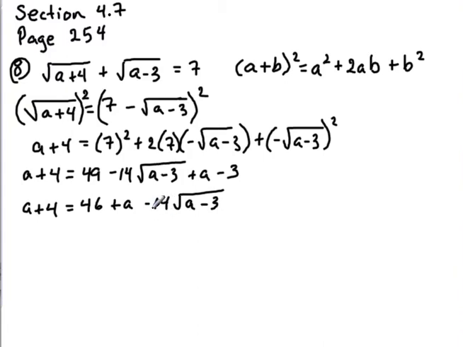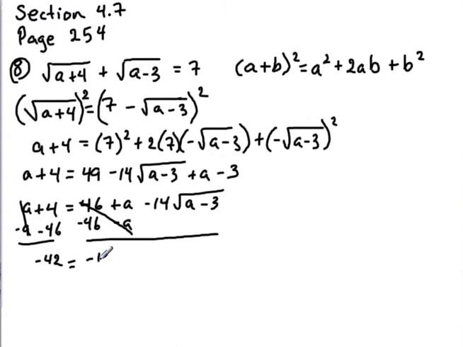Alright, we've eliminated one of the radicals, so now we have to eliminate this one. In order to do that, we have to isolate it. So we're going to move this 46 to the left, move the positive a to the left. So let's subtract 46 from both sides of the equation. Subtract a from both sides of the equation. Alright, these two a's are going to cancel each other out. 4 minus 46 is negative 42. These are gone now, and we have negative 14 radical a minus 3.